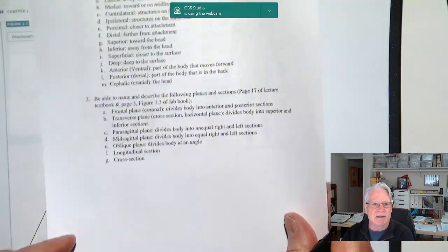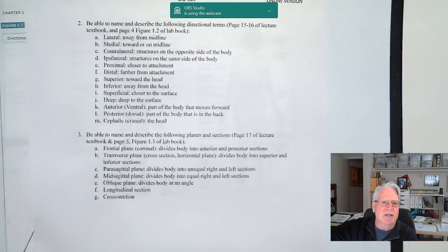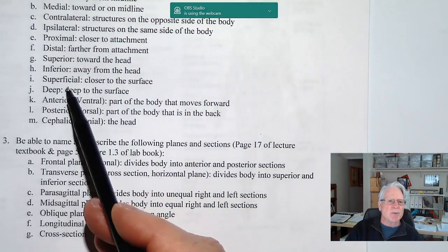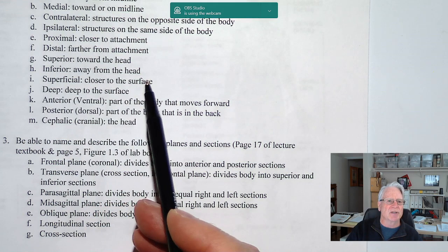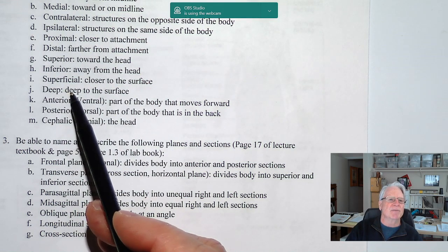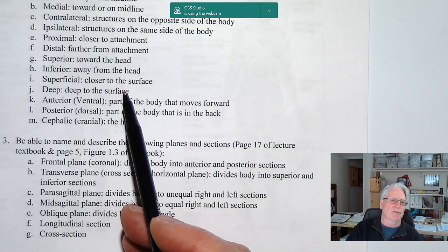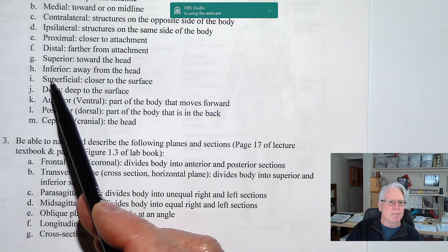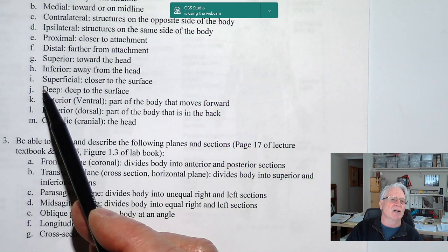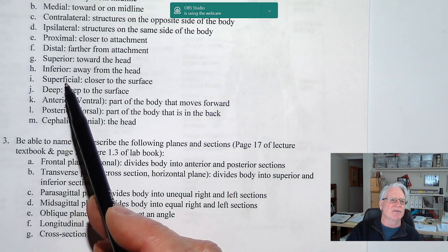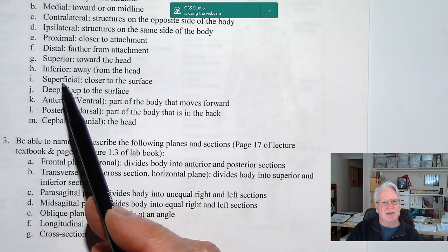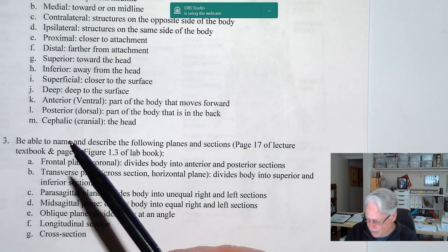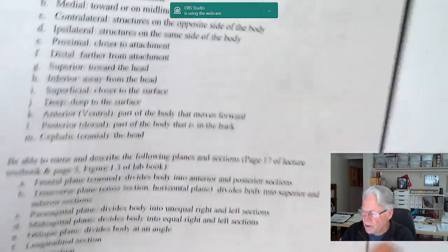Superficial and deep. So here we're looking at these two terms right here, superficial and deep. Superficial means closer to the surface. Deep means further away from the surface. And these two terms are used to describe body parts, organs, or even the body, where you have a three-dimensional volume and you're describing the relationship through that three-dimensional volume or shape.